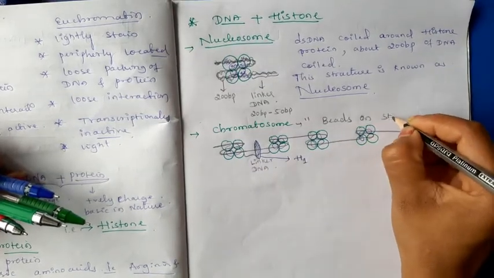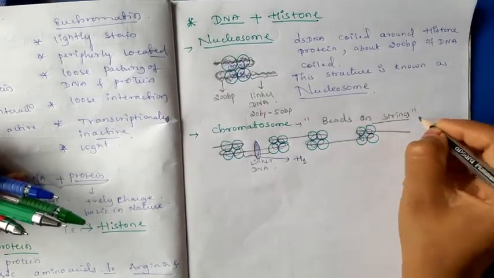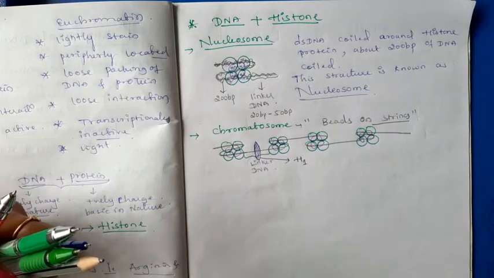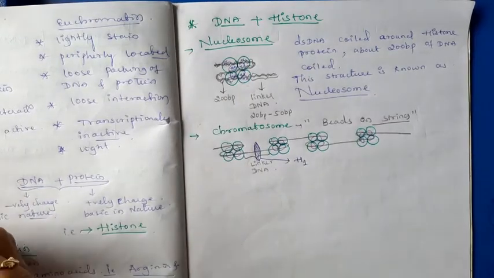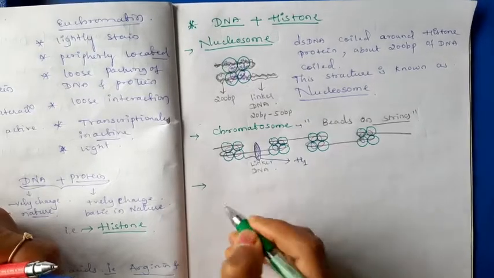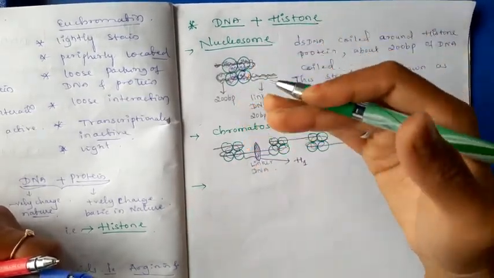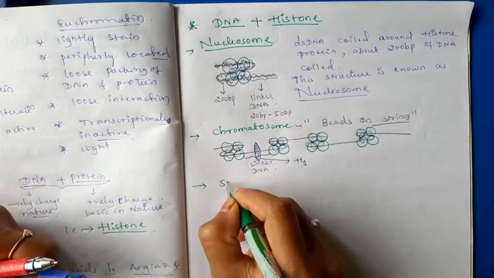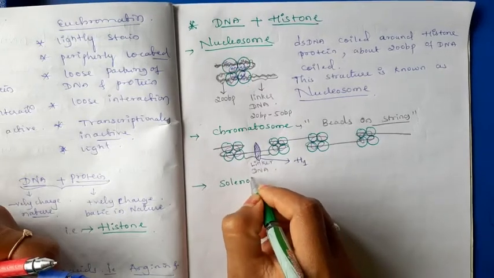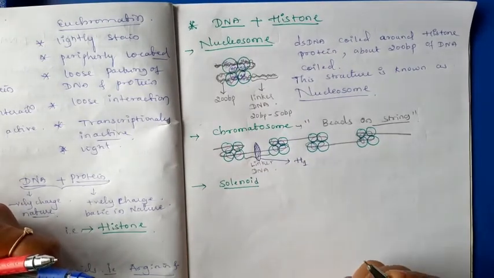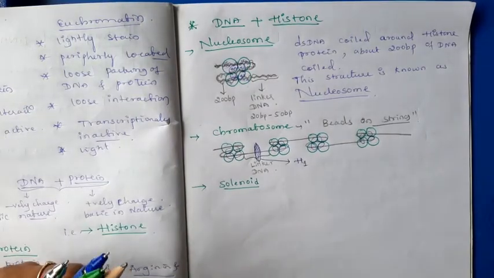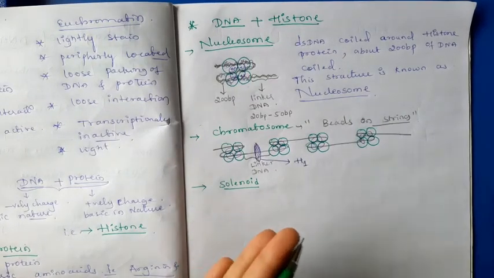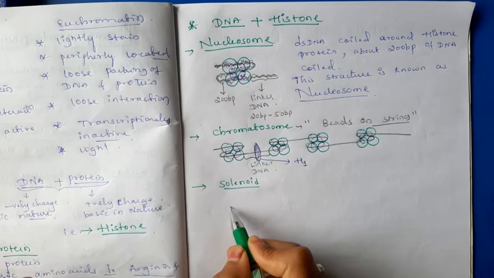Beads on string like structure, that is a nucleosome structure. This will also shorten the structure of DNA. Then third step, after nucleosome formation, the many nucleosomes are connected to form a chromatosome. After that, the solenoid form of organization occurs. Here 6 nucleosomes or a length of chromatosome coil around itself.